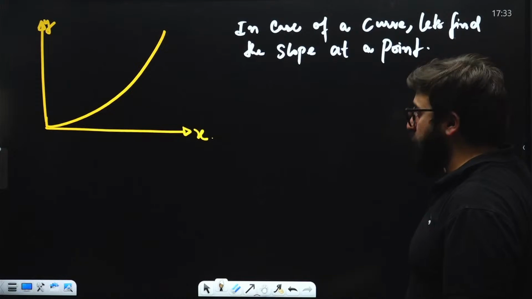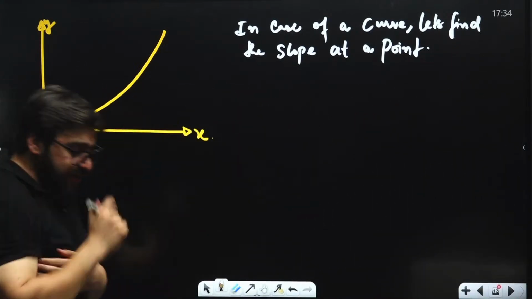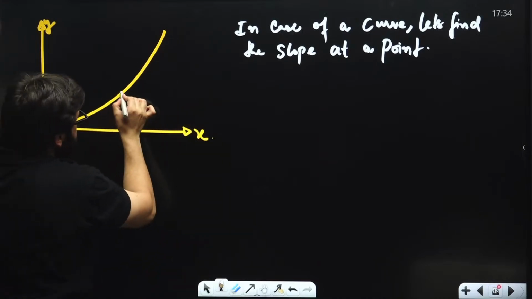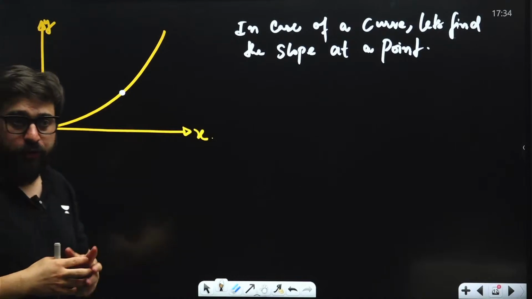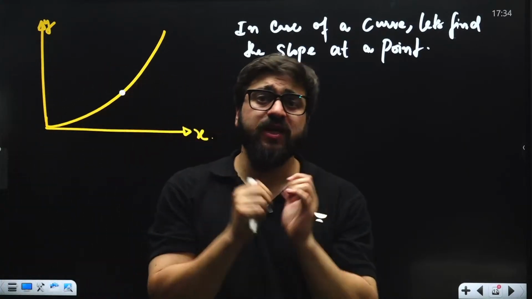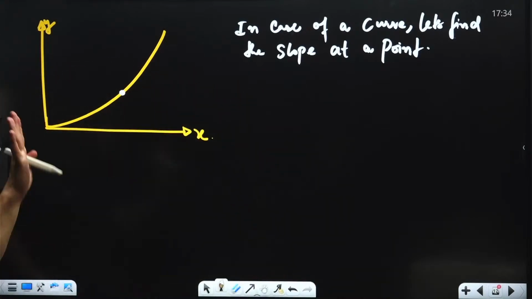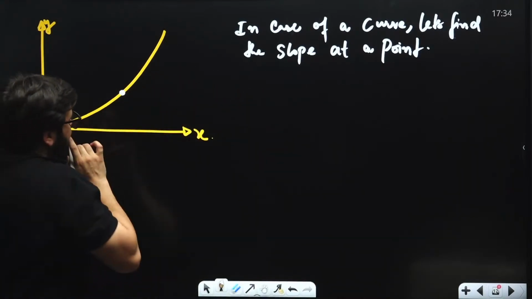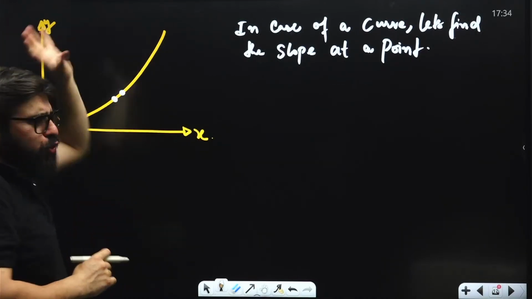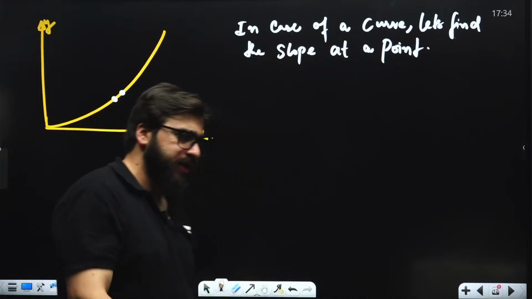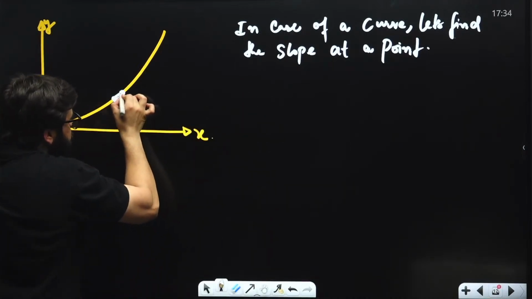Let's find the slope at a point. Suppose I am taking this particular point over here. How do you find the slope in case of a point exactly over here? See guys, I am saying that you take one more point which is very, very close to it. Then we can consider this as a straight line over here.